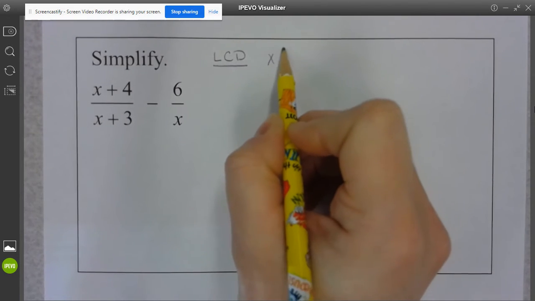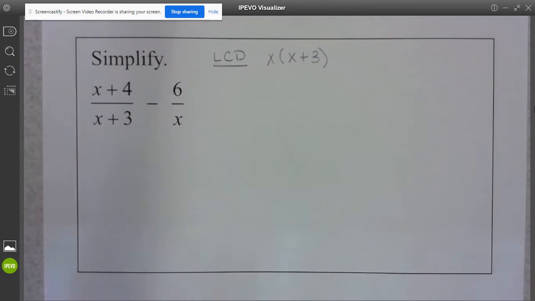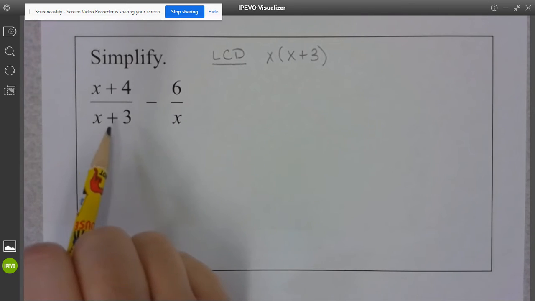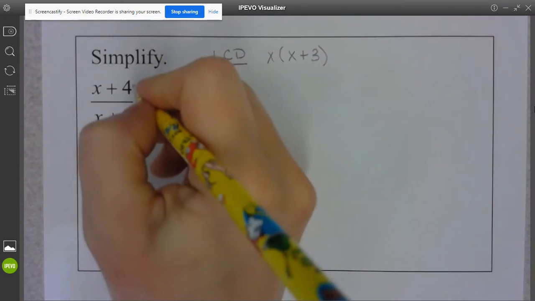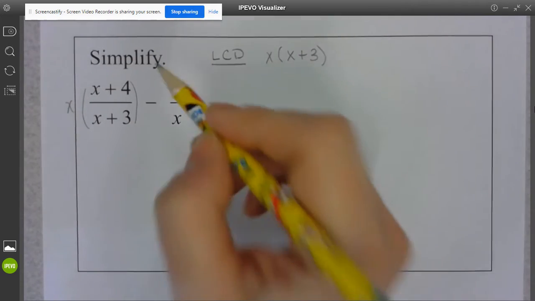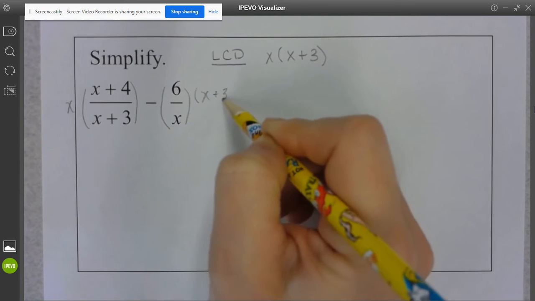I'm going to take x times x plus 3. And I'm not going to distribute this. I'm going to leave it like that so that I can clearly see what's missing from my denominators here. So this one is missing the x piece, so I'm going to have to multiply this first one by x. This is missing the x plus 3, so I'm going to have to multiply this one by x plus 3.